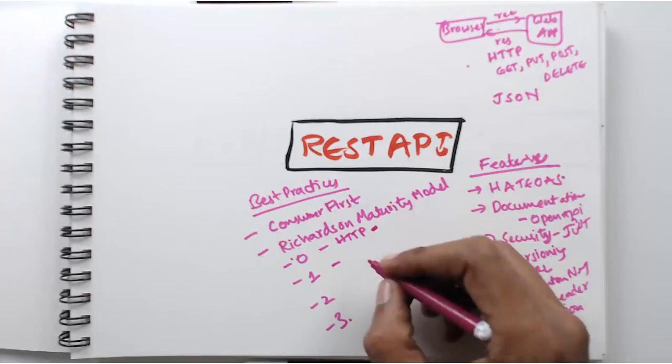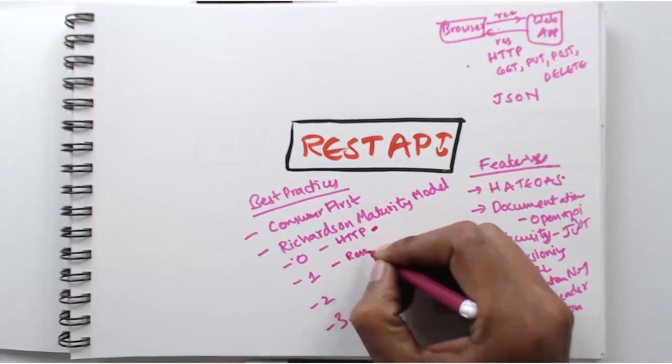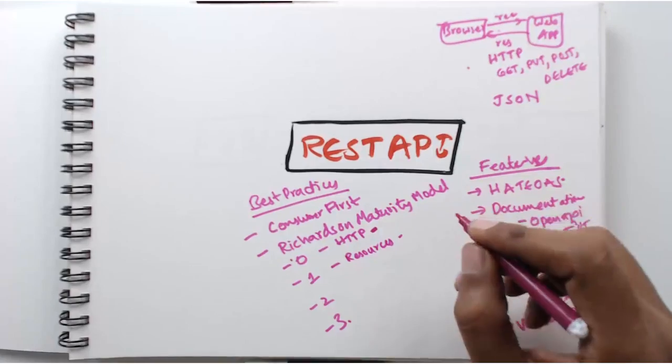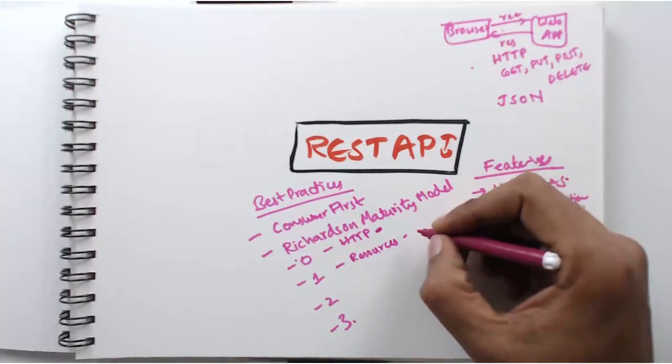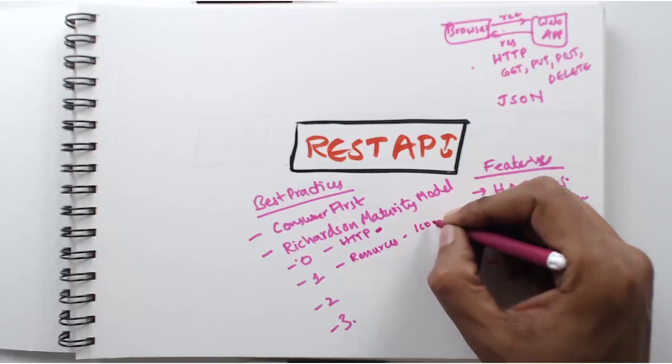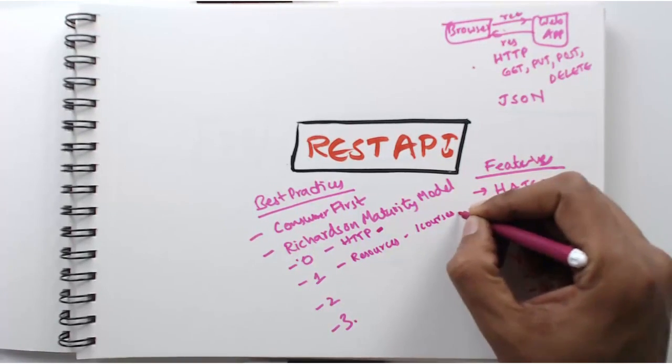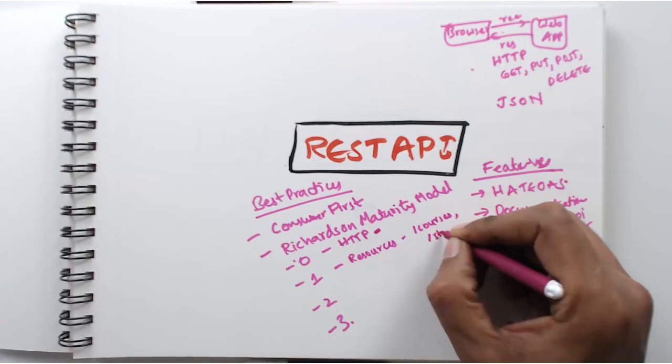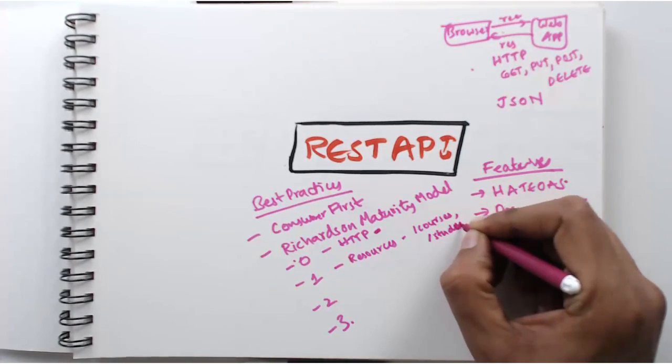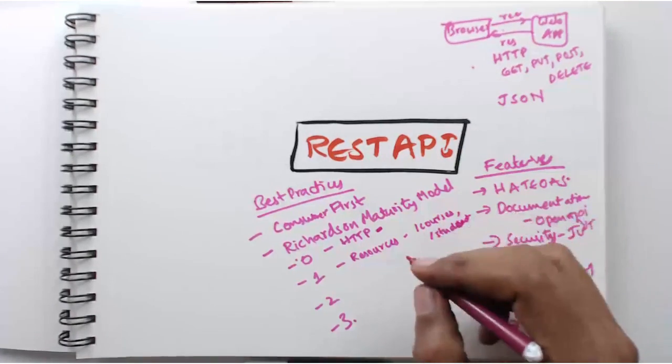The next thing is to actually use proper resources. Think about the things that you are offering and create proper resources around them. So let's say I'm building a course platform, I would have resources /courses, /students, /reviews, and all that fun stuff.